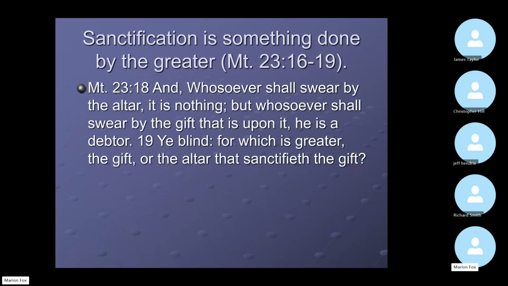If one thing sanctifies another, whatever did the sanctifying is greater. And so he says, whosoever shall swear by the altar, it is nothing. That's what you say. But whosoever shall swear by the gift that is on it, he is debtor. So if I swear by the altar, I don't have to keep my word. But if I swear by the gift on the altar, I have to keep my word. That's just foolishness. And so he says, you blind, which is greater, the gift or the altar that sanctified the gift? So the altar sanctified the gift, so it's greater.